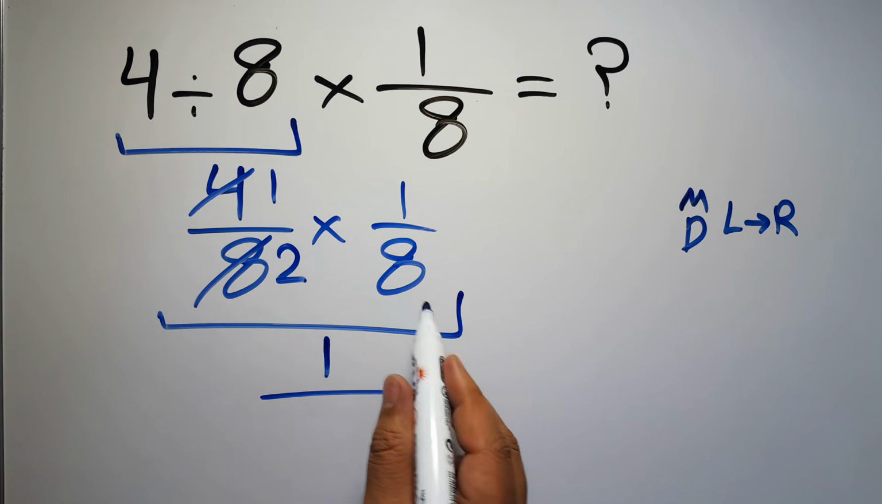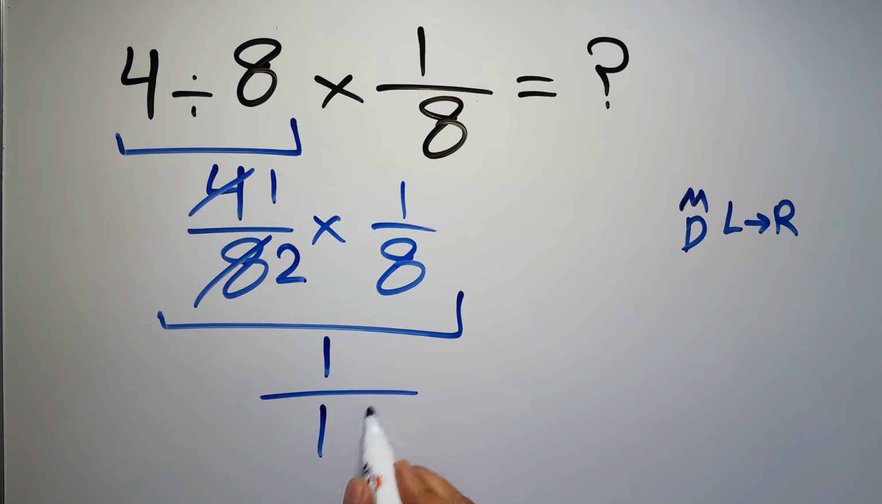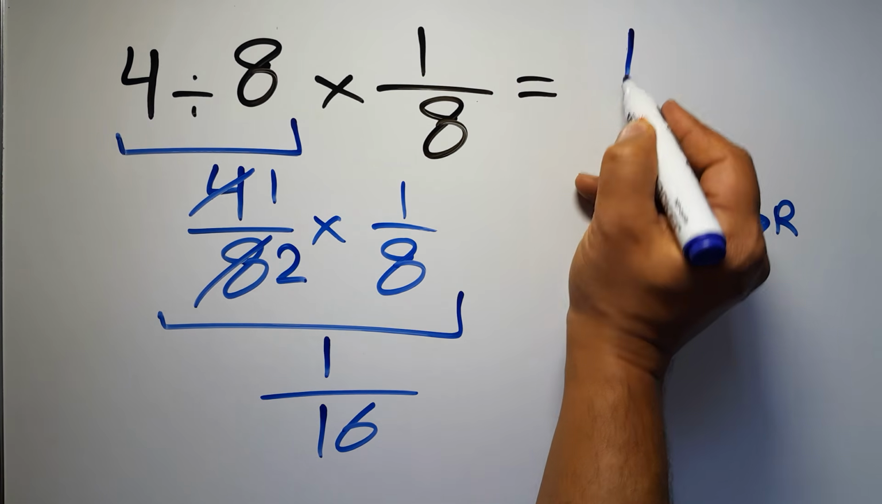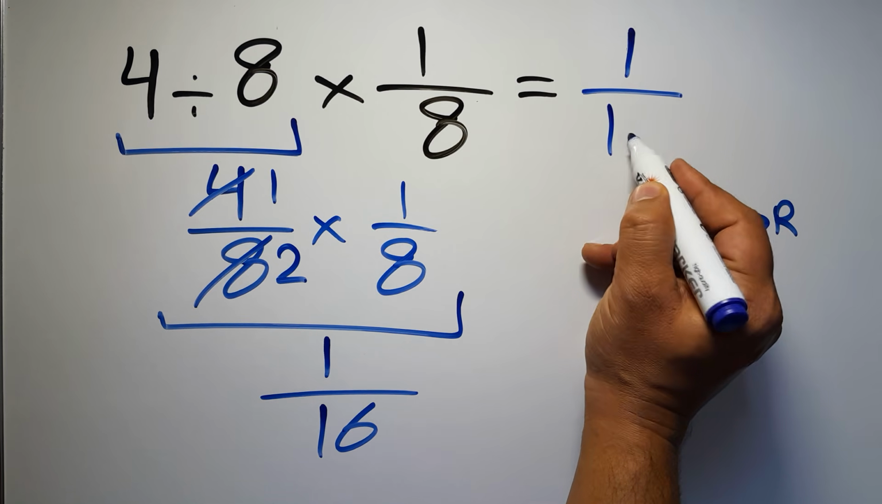over 2 times 8, which equals 16. So we have 1 over 16. And this is our final answer to this problem. The correct answer is 1 over 16.